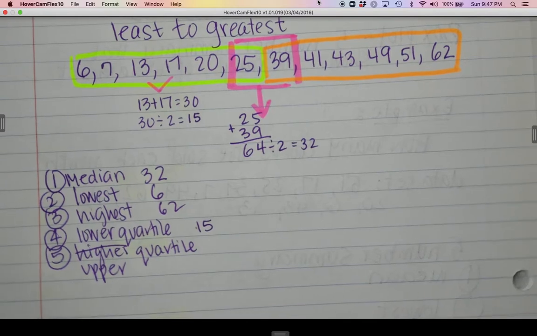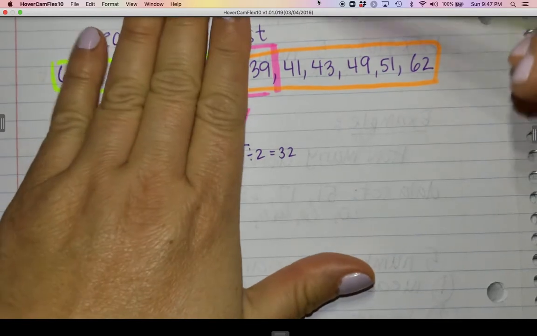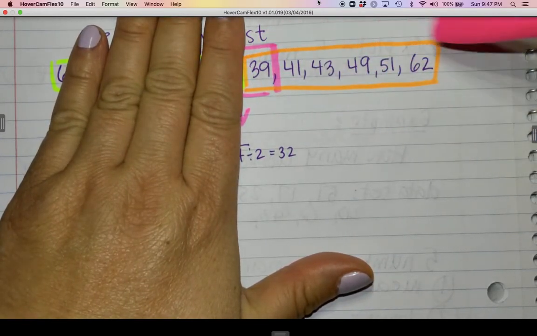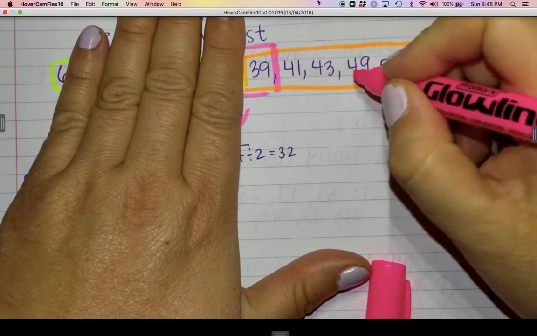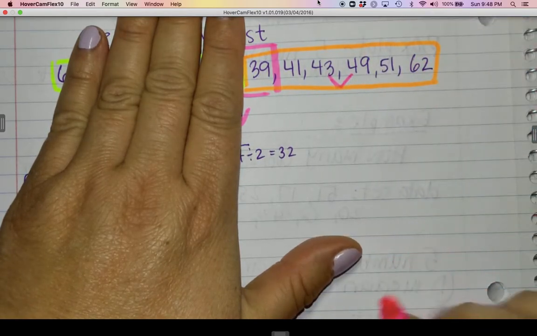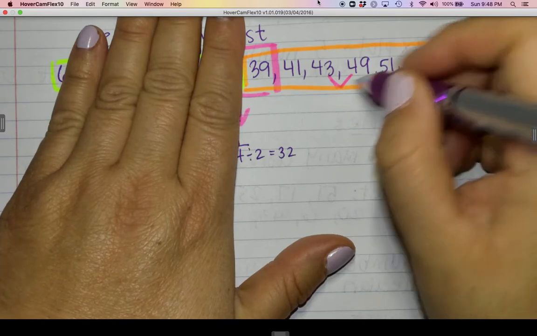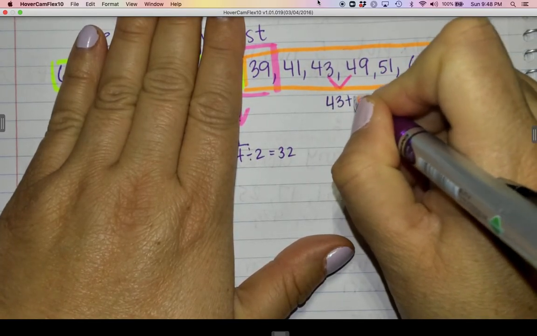And then I have to do the same thing for the upper quartile. So in my upper quartile, it's this orange box. It's the second half of the data. There are, again, 6 numbers. So I'm going to have to find the median of between 43 and 49. And since 43 and 49 don't appear right after each other, I have to find the mean.